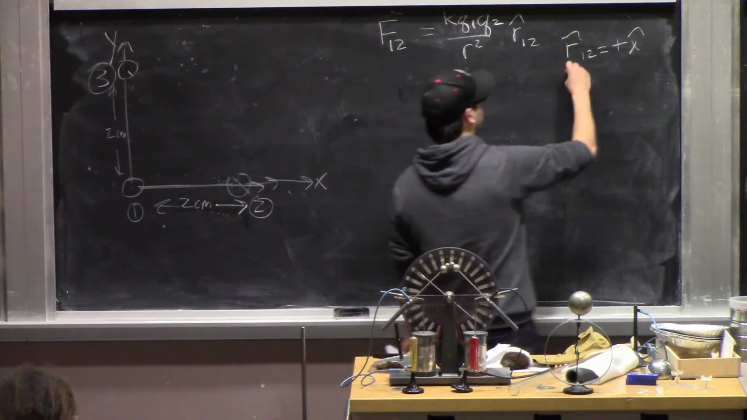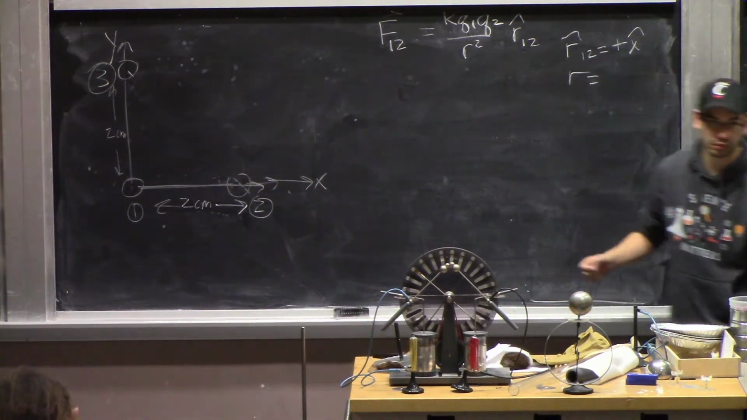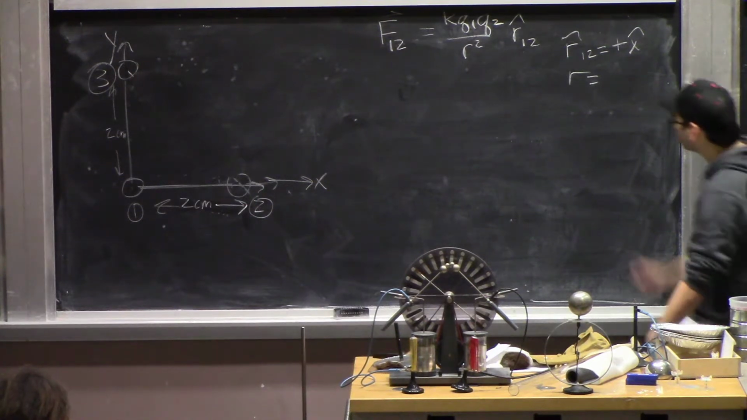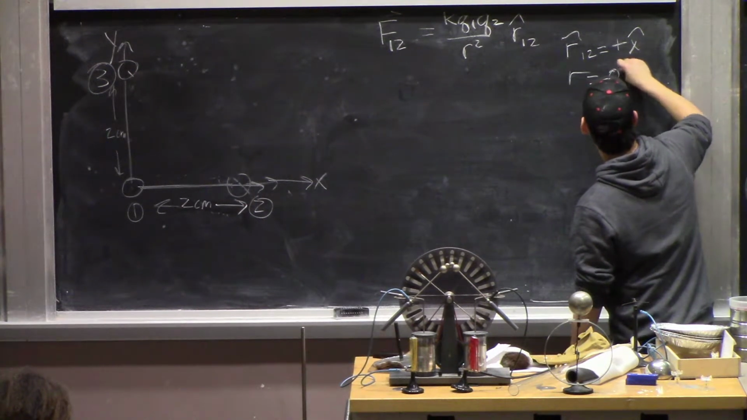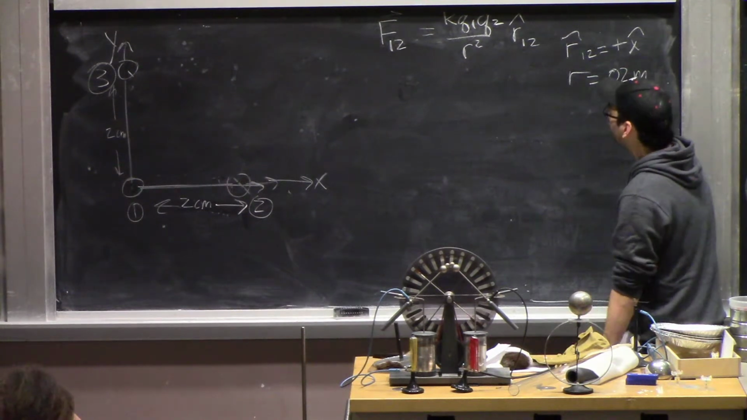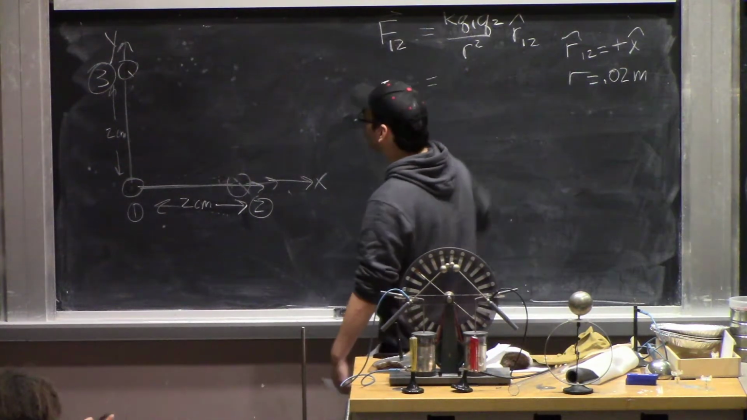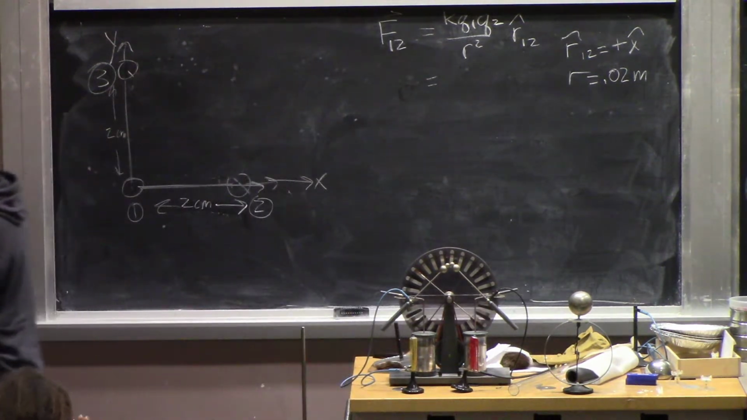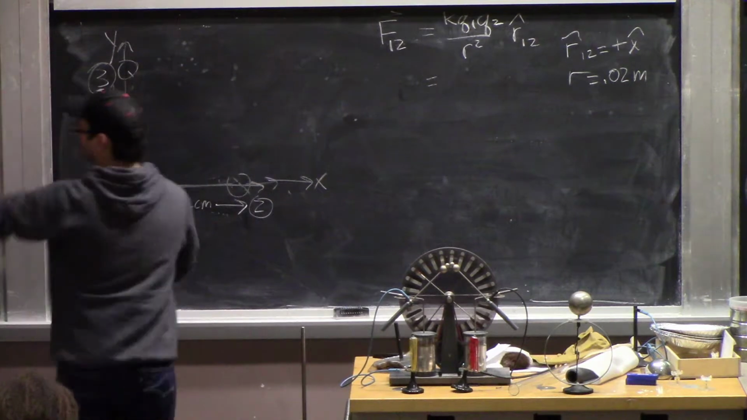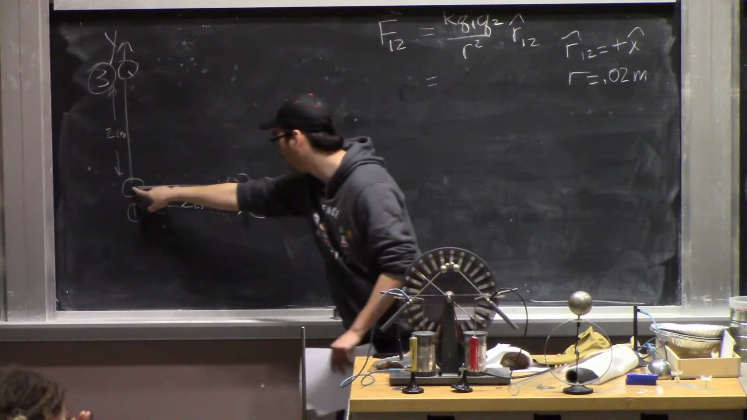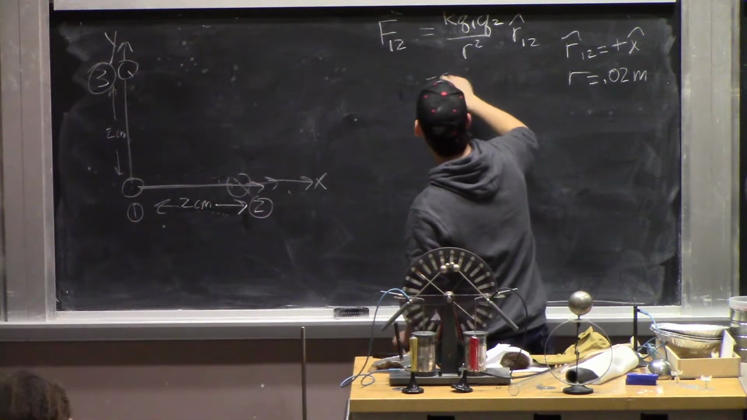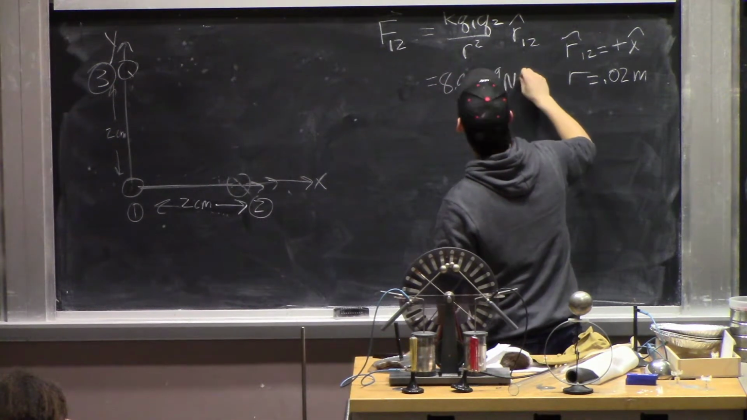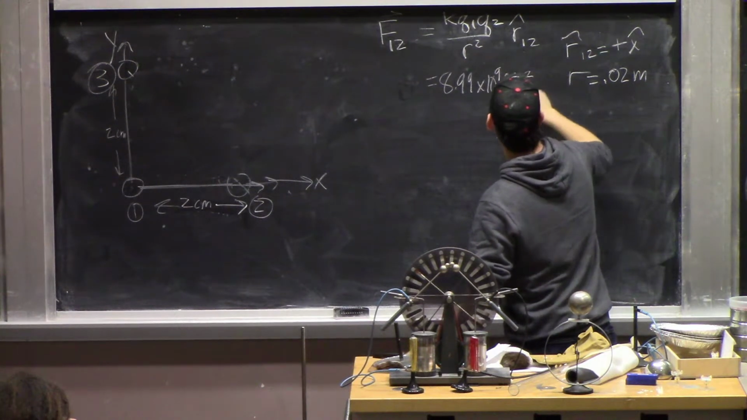What is r? It's 2 centimeters, right? We need this to be in SI, so this needs to be 0.02 meters. And we have our charges here, so we can plug everything in. All of these charges have a magnitude of 6 microcoulombs. This one's going to be positive in the bottom left, and this one's going to be negative. So this is going to be 8.99 times 10 to the 9 newtons times meters squared per coulomb squared.